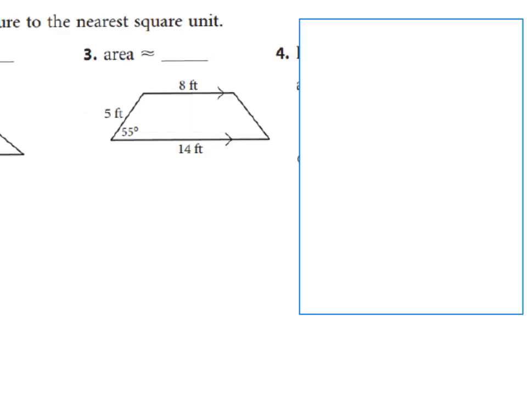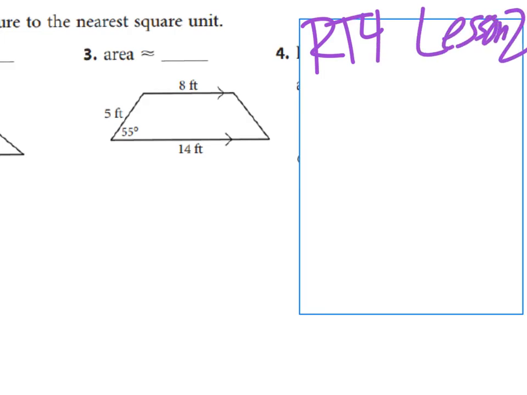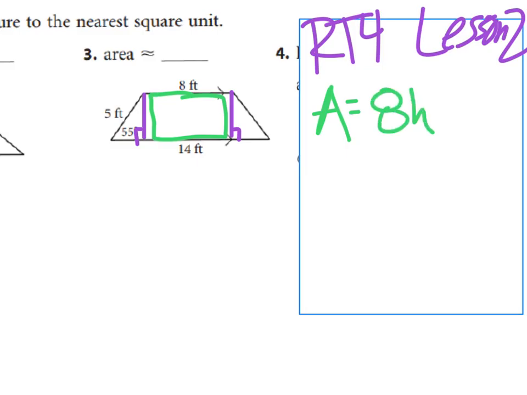To find the area of the trapezoid in problem 3 from RT4, lesson 2, we're going to break this into a couple of different polygons. So if I drop 2 altitudes here, I've now created an 8 by something rectangle, and the area of that will be the base times the height, whatever we find that height to be. And then I've got 2 triangles, which I will use 1/2 base times height.